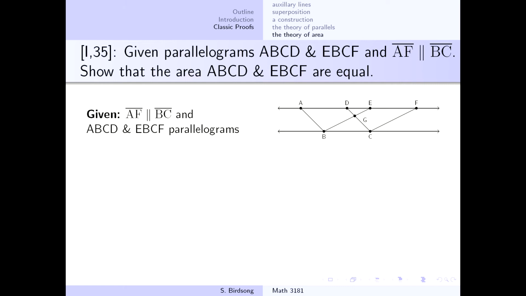Alright, so let us look context-wise at what we're seeing here. So we're going to start off and we're going to be given two parallelograms. I went ahead and already named them, A, B, C, and D, and E, B, C, and F. We're told that the two lines AF and BC are parallel. And what we want to do is show that the area of these two parallelograms are equal.